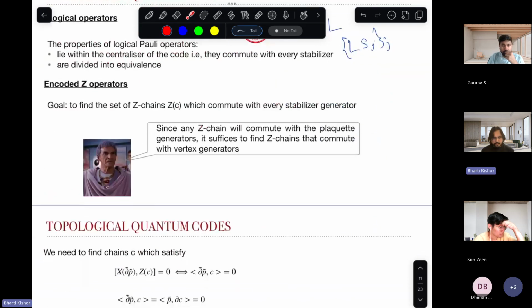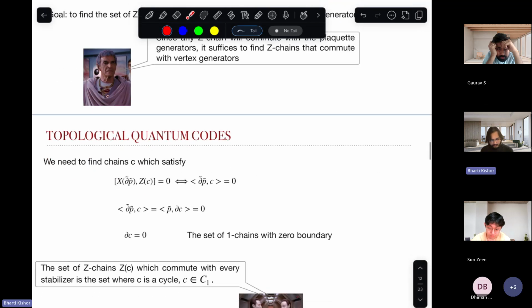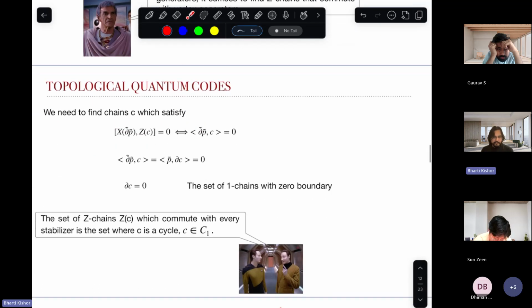So the question is, we have to find Z chains, ZC, which commute with every stabilizer generator. Now, since any Z chain will commute with the plaquette generators because they are also Z operators, it suffices to find Z chains that commute with vertex generators, because they are the problematic instances. So that's what we have to worry about. Now you see how easy it is to find.